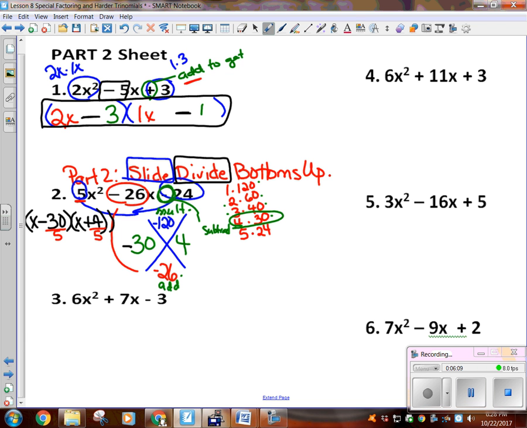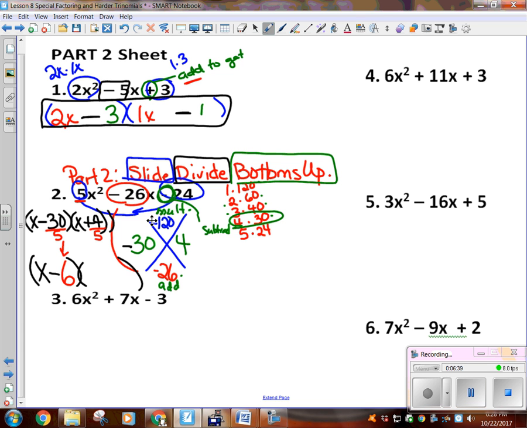If they divide out evenly, great. If they don't, we're going to do the last step, and that's what? Bottoms up. Okay. So now, let's write our second set of parentheses, which hopefully will be our final answer. Does 30 divide by 5? Yes. So that becomes x subtract what? 6. Okay. 30 divides by 5 and becomes 6.